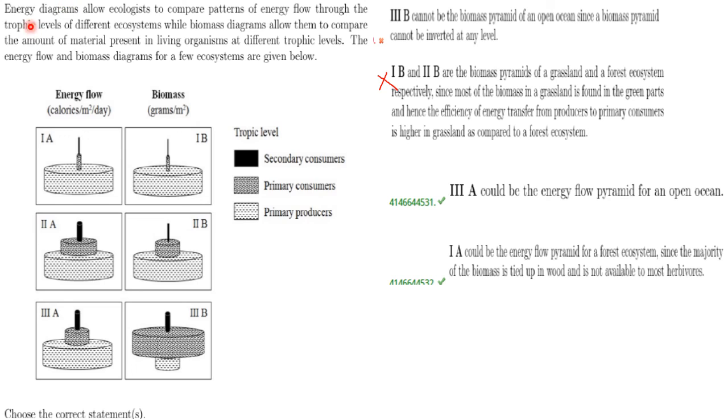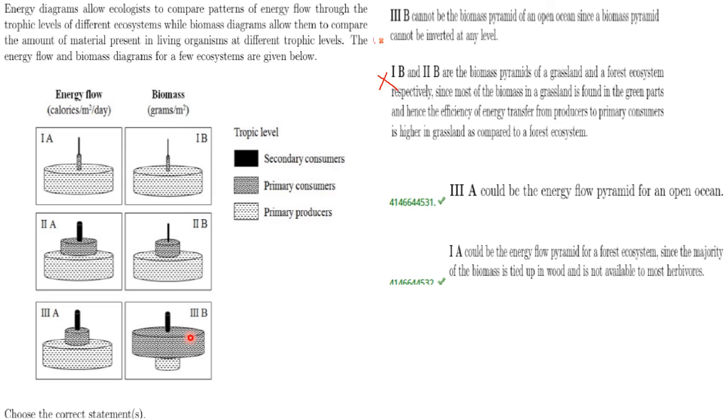Then next question. Energy diagrams allow ecologists to compare patterns of energy flow through the trophic levels of different ecosystems, while biomass diagrams allow them to compare the amount of material present in living organisms at different trophic levels. The energy flow and biomass diagrams for a few ecosystems are given below. Choose the correct statements.